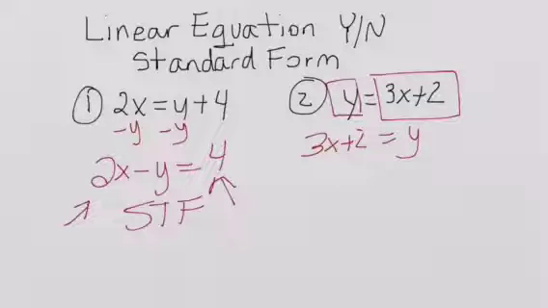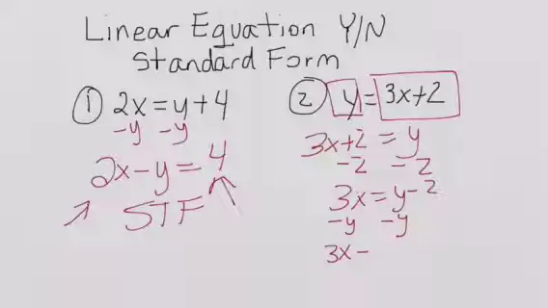However, my next term is the constant, so we're going to go ahead and zero pair out that 2 to get him out of the way. So now we have 3x is equal to y minus 2. Now we need to get the y on the left, so we're going to zero pair out the y, and we have 3x minus y is equal to 2.